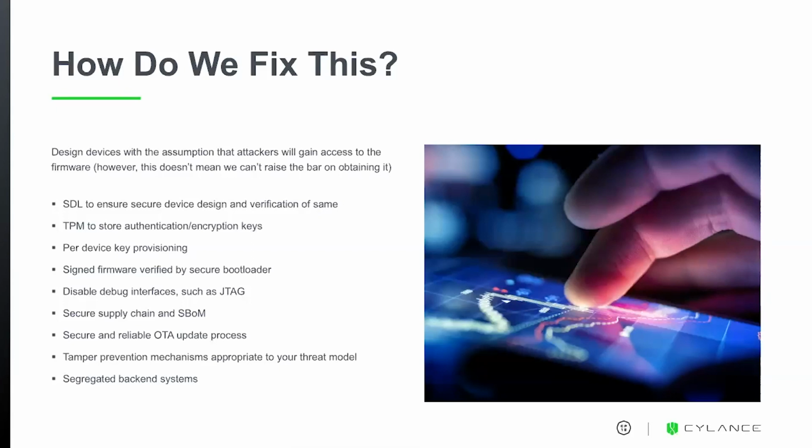And then finally, segregation of back-end systems. This again goes to, for instance, the per device key provisioning, where if the attacker gains access to the back end, what do they see? Are they able to access and compromise all systems, or do they only see a small piece of that back end? So we want to segregate those trust boundaries.